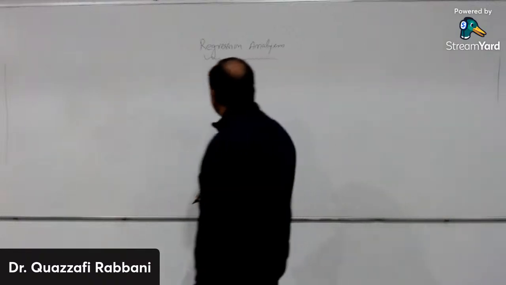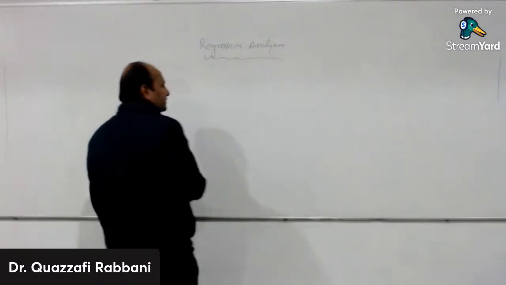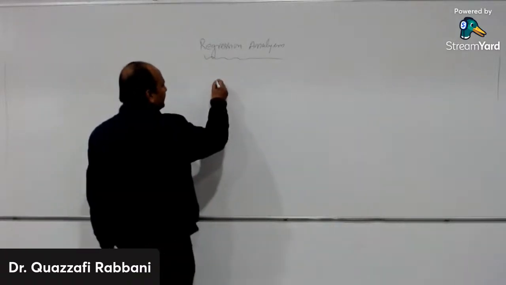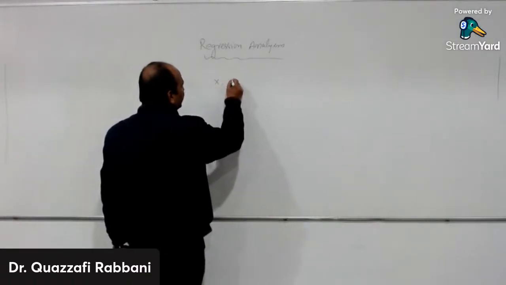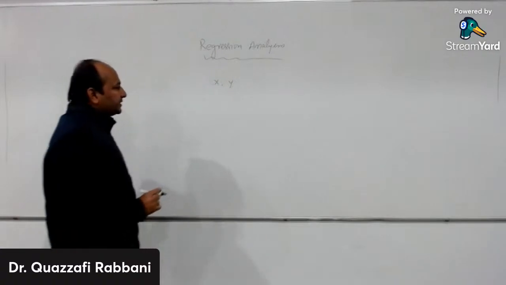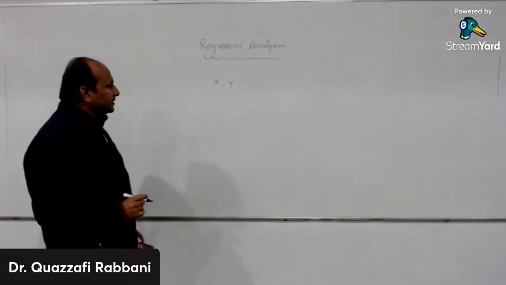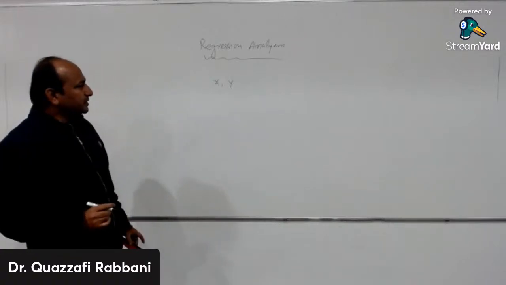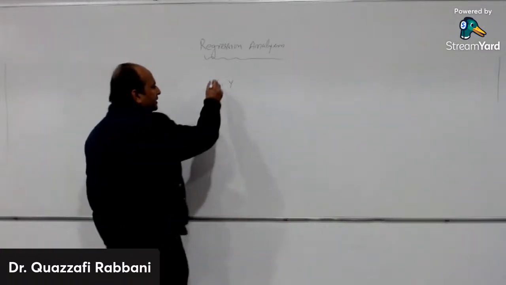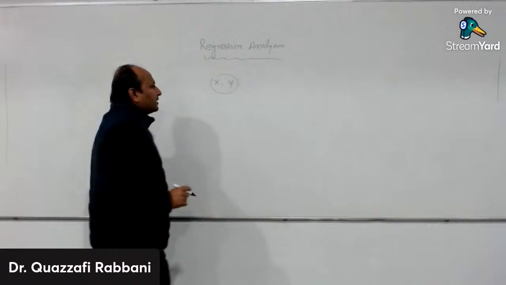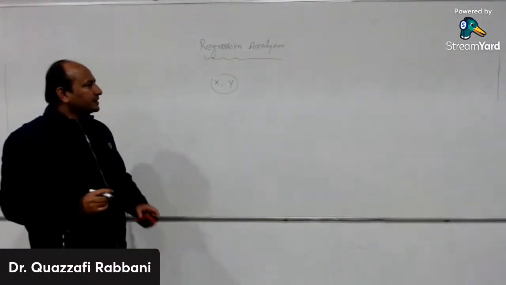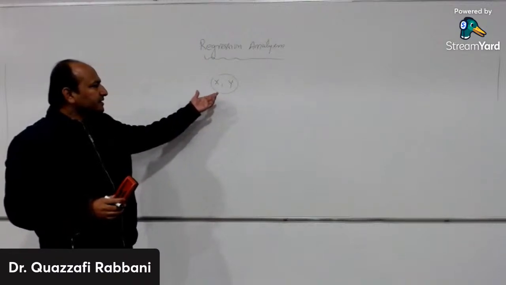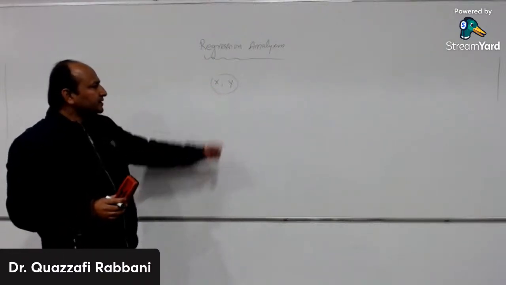So we have seen in correlation that there are two variables and the relation between these two variables. Suppose we have two variables x and y, and these two variables are correlated, meaning there is a relationship between these two variables, either positive or negative. So if x and y are correlated, then these two variables must form an equation.